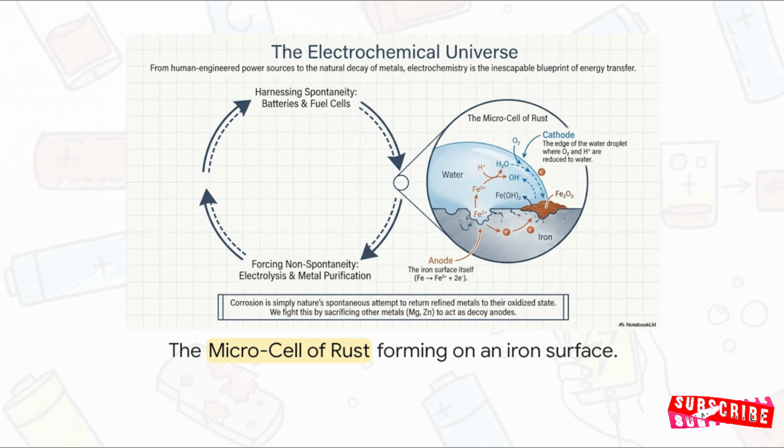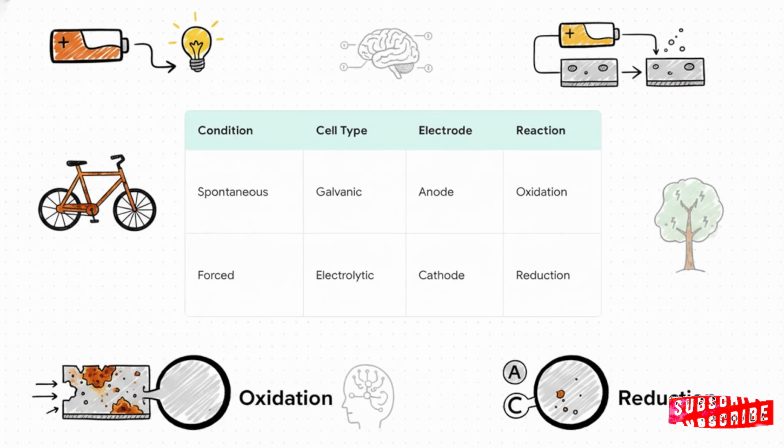When a single drop of water lands on an iron surface, it creates a tiny, highly destructive microcell right there. The iron acts as an anode and oxidizes, while the outer edge of the water droplet acts as a cathode. Literally millions of microscopic batteries are forming and destroying metal all around us, every single day. Wow, okay, we have covered a lot of ground today, all the way from the very first spark of electron flow to the rust forming on a bicycle in the rain.